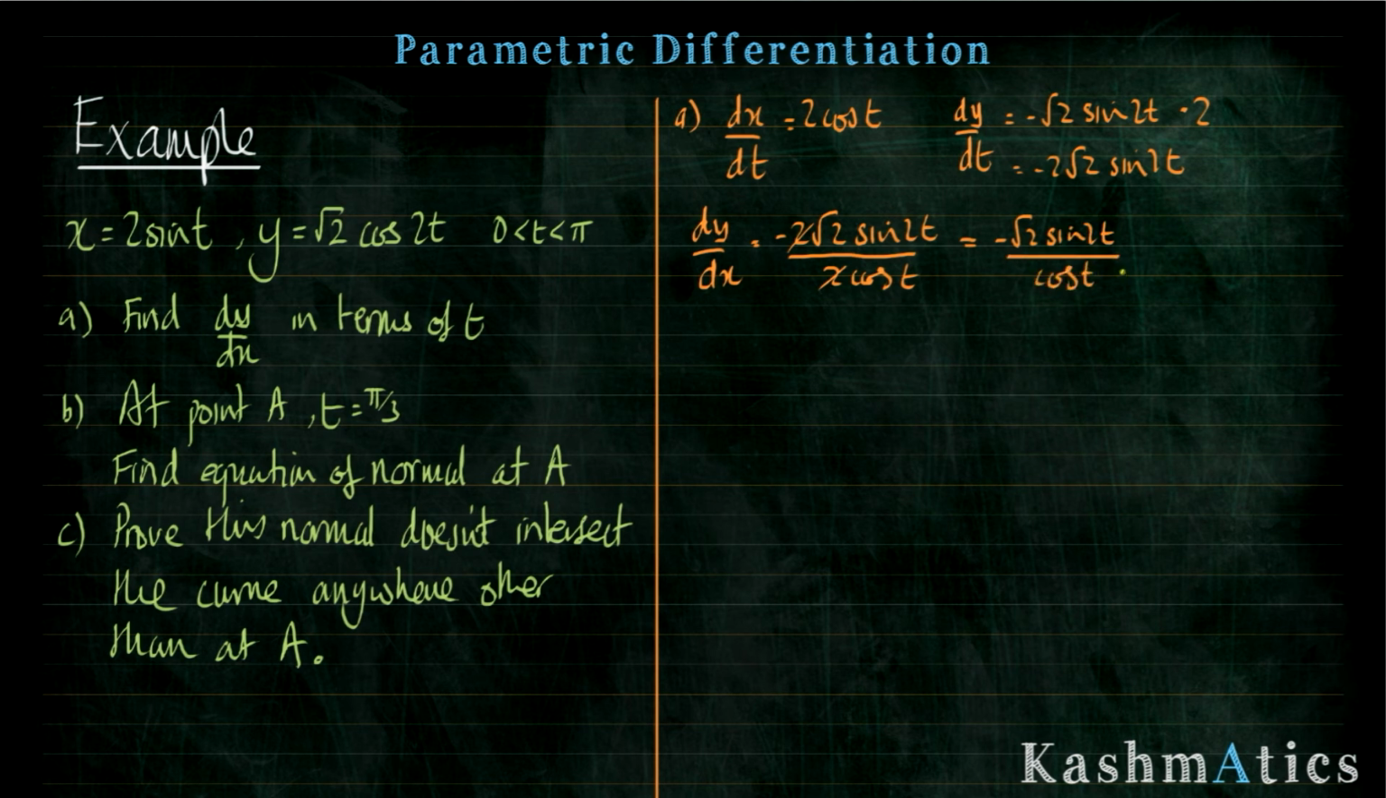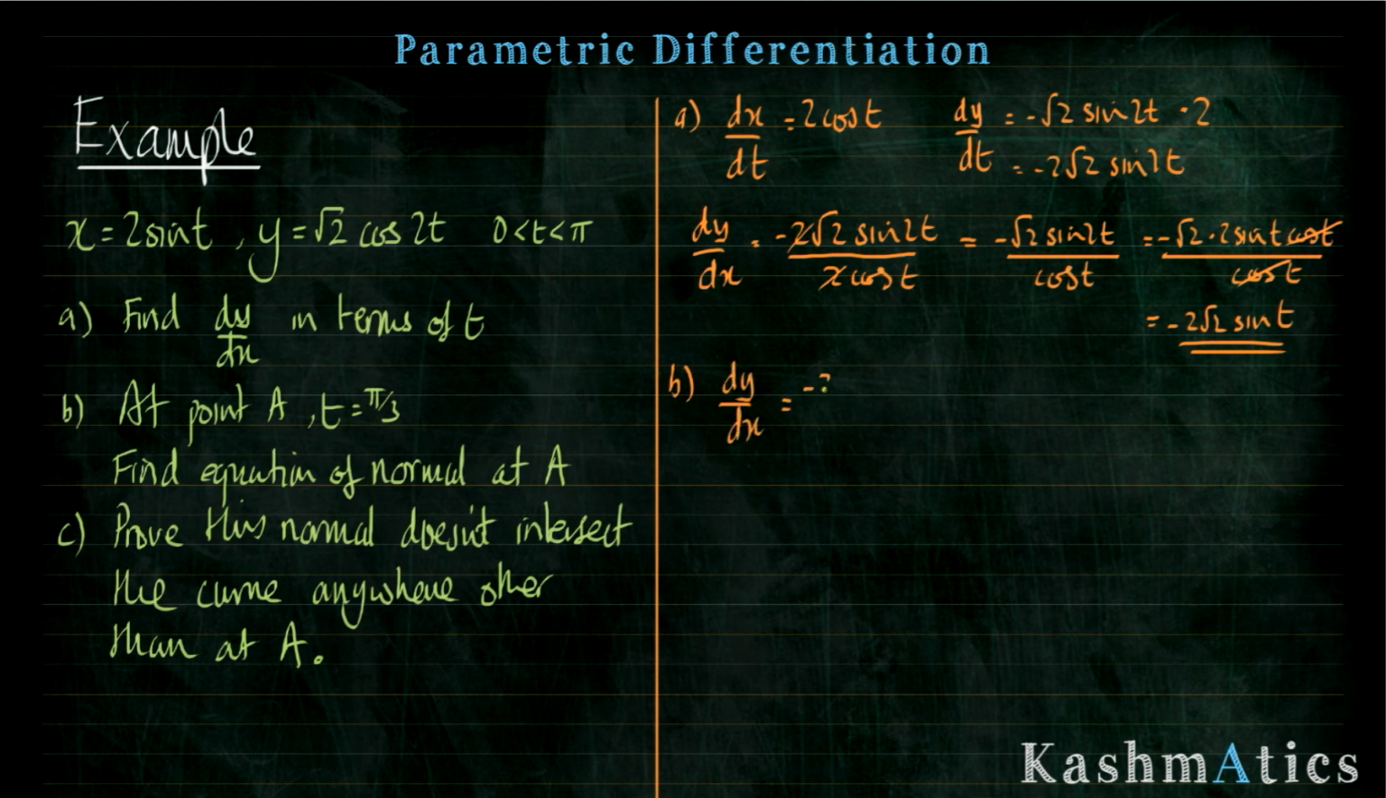Now you might be tempted to leave it at that, but there's an identity we can use to help simplify this. That is actually equal to minus root 2. Now sine 2t is 2 sine t cos t. So that would be the same as 2 sine t cos t, all divided by cos t. So the cos t's cancel out, leaving me with minus 2 root 2 sine t. And that is much easier to substitute any values of t into, which is what we need to do in part B. So at the point A, t equals pi over 3. So let's substitute that into dy by dx.